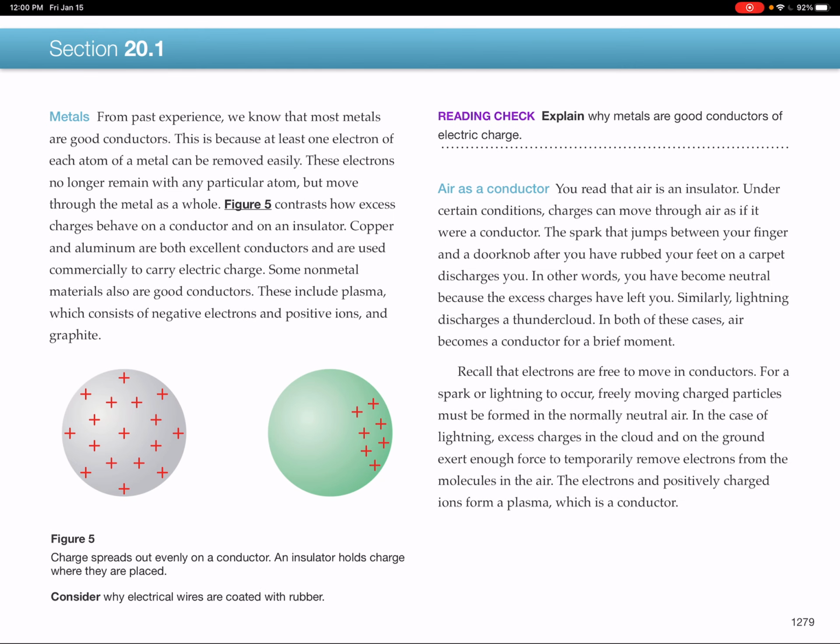So you can see if you build up excess charge on an insulator, as in figure 5, the charge tends to just sit on one side of it. On the other hand, with a conductor, the charges all repel each other. They will move around. They will distribute themselves until they're equally spaced across the conducting material.